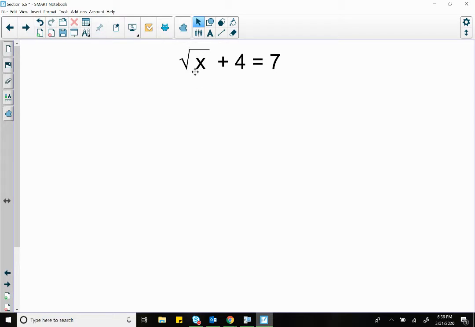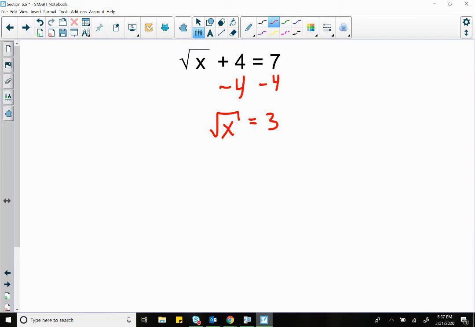This square root of x is not by itself because I have this plus 4. So this is one of those that we need to fix. And again, to fix it, just like what we did with absolute values, whenever an absolute value was not by itself, all the way back at the beginning of the year in A1, all we have to do, how do we get rid of a plus 4? Subtract 4. So we'll subtract 4 from both sides, and we get the square root of x equal to, well, 7 minus 4 is 3. Now, this radical is by itself. It's ready to be solved.